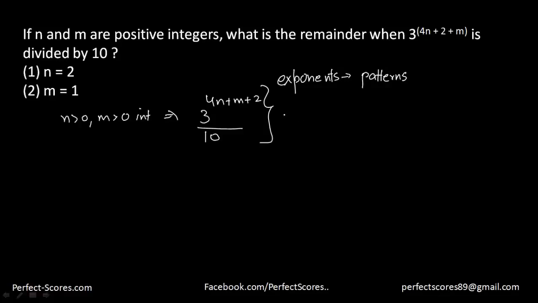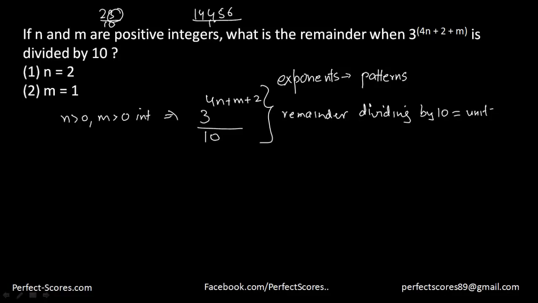And whenever the question is asking you the remainder when something is divided by 10, it is always asking you the units digit of the number, isn't it? So if you divide 23 by 10, the remainder is 3. If you divide 14456 by 10, the remainder is 6. So if you divide anything by 10, the remainder is equal to the last digit of the number, right? So suppose you're understanding that. Let's see whether we can find a pattern here.